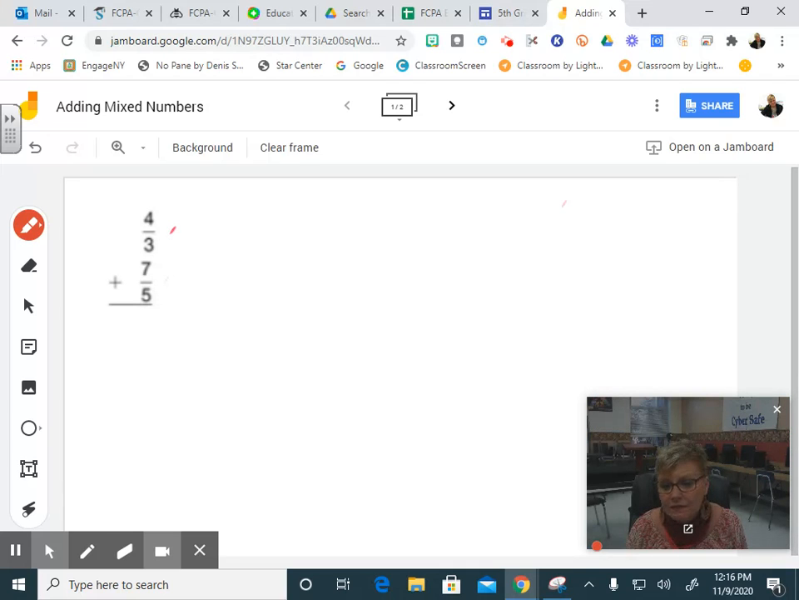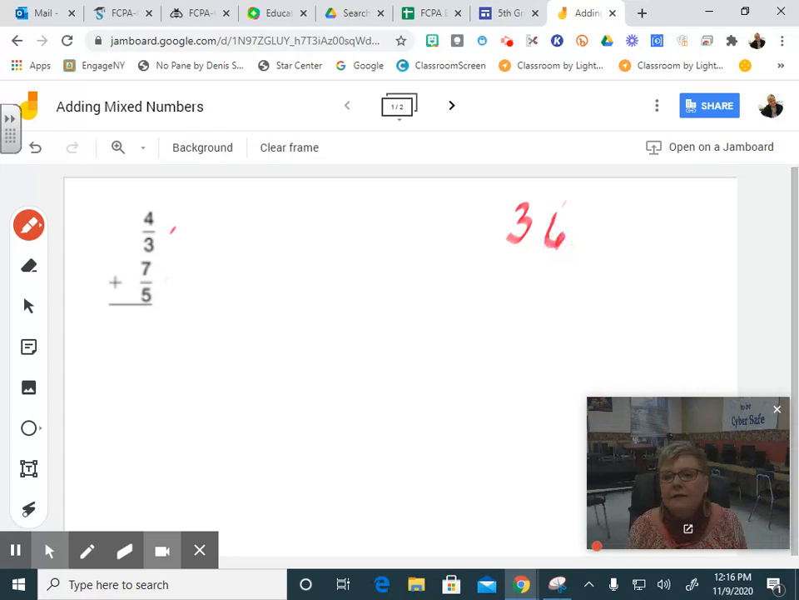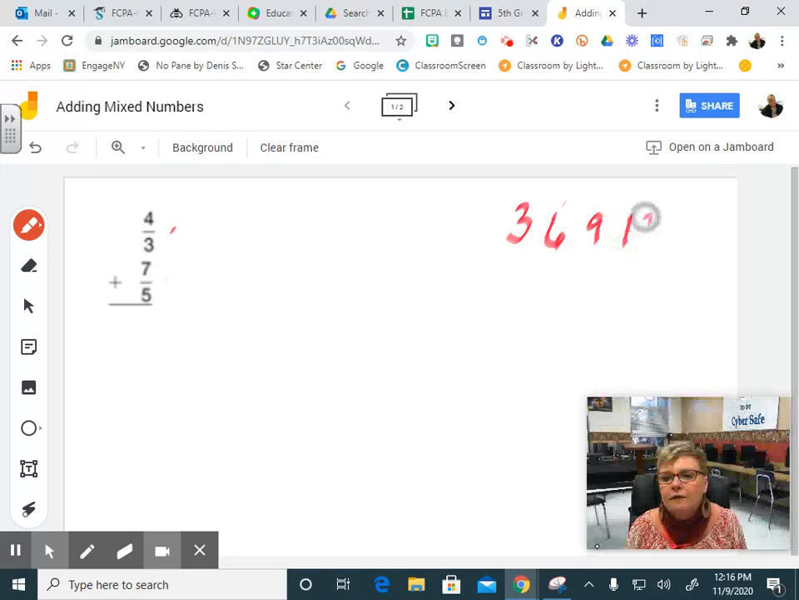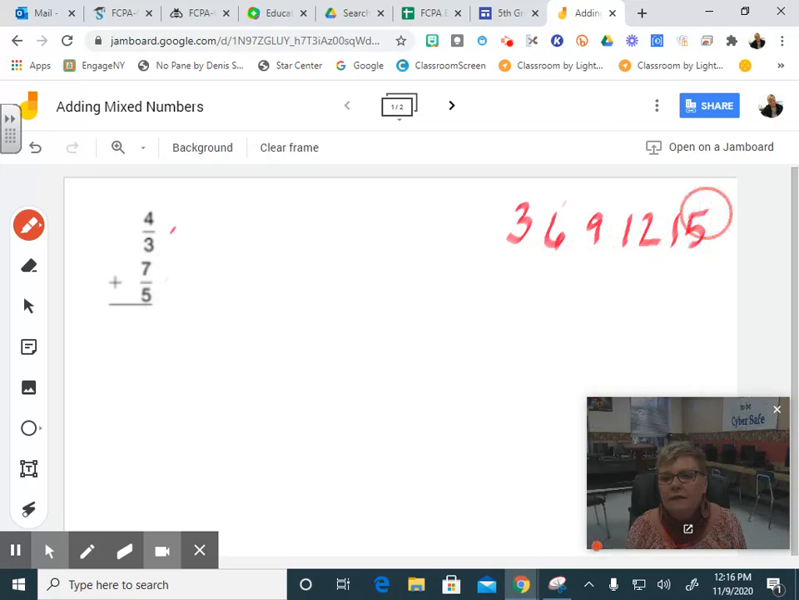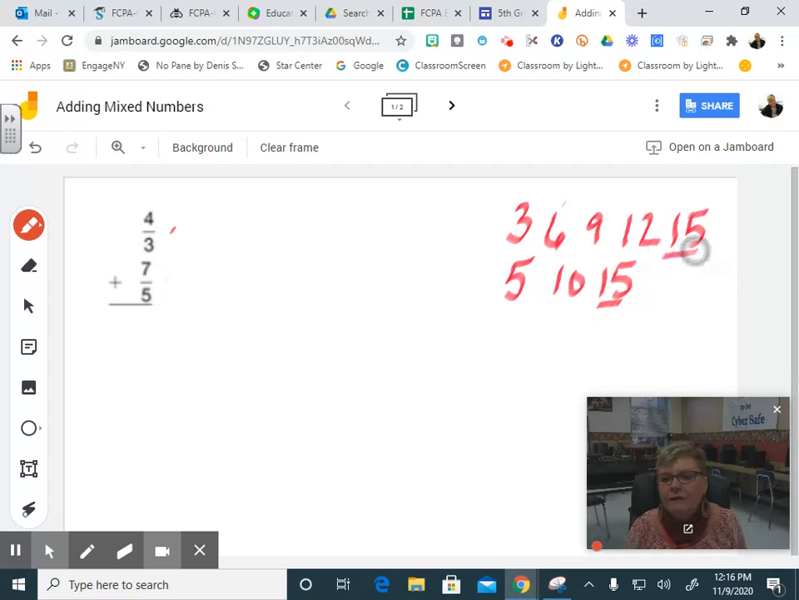One is thirds, one is fifths, so we can't do that. We have to have a common denominator. Remember, you can list them if you need to. 3, 6, 9, 12, 15, 5, 10, 15. Oh, there's our match, 15. So we're going to turn them both into 15ths.